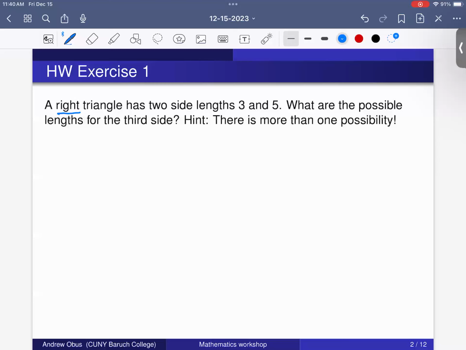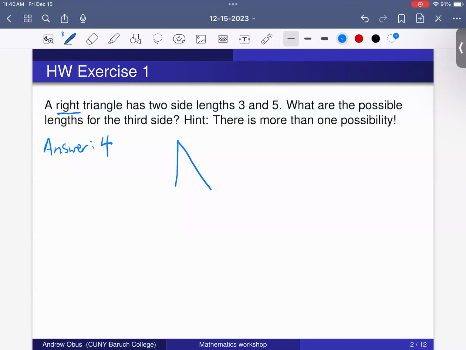Any ideas or strategies to start? Yes, Princeton. I think the first should be 4. Okay, that's one great idea. So our first answer is 4. How did you get the 4? Use the Pythagorean theorem.